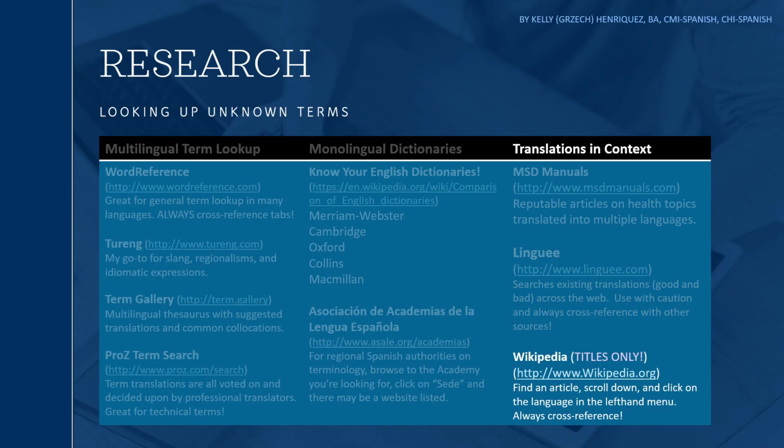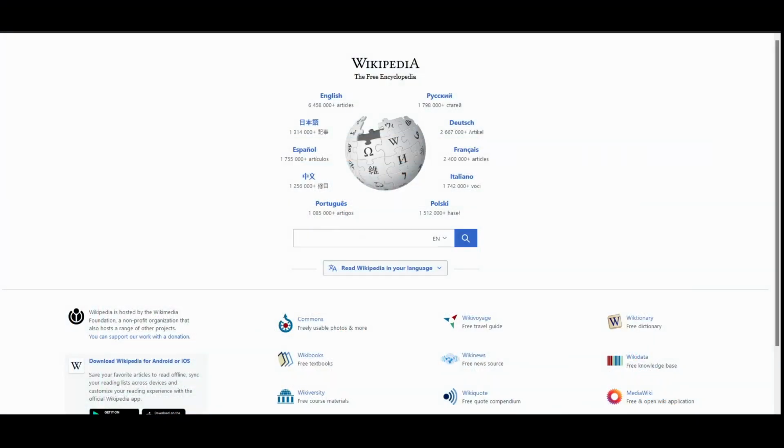So as I said with Wikipedia, an English article is written by an English-speaking audience. An article in Spanish is going to be written by Spanish speakers. So they're going to contain even different information. It's not going to be an exact translation. And even if it were, it wouldn't be a professional translation. So that being said, Wikipedia has its use. So let's see what we got here.